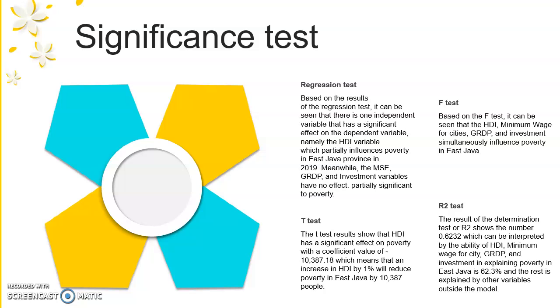Based on the F-test, it can be seen that the Human Development Index, minimum wage for cities, GRDP, and investment simultaneously influence poverty in East Java. From the R-square test, the result of the determinants test shows the number 0.6, which can be interpreted as the ability of Human Development Index, minimum wage for city, GRDP, and investment in explaining poverty in East Java is 82.3%, and the rest is explained by other variables outside the model.